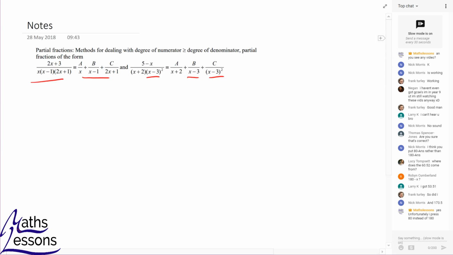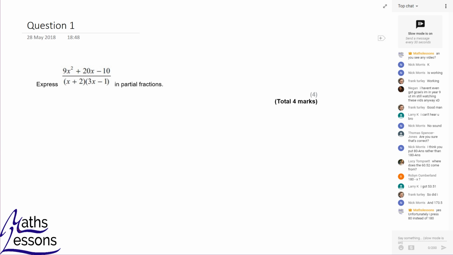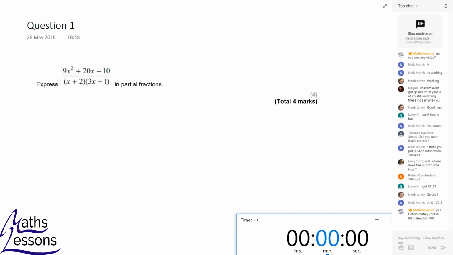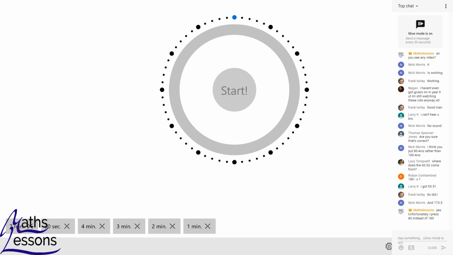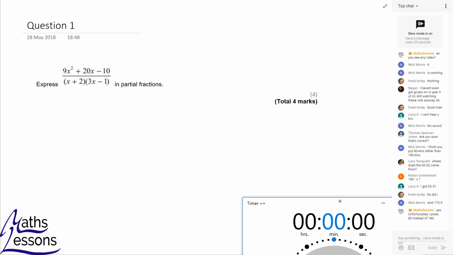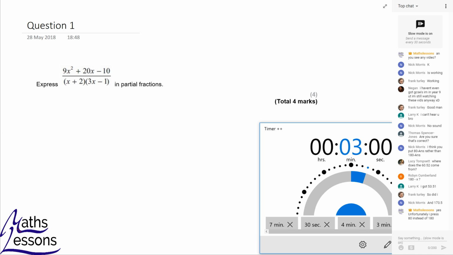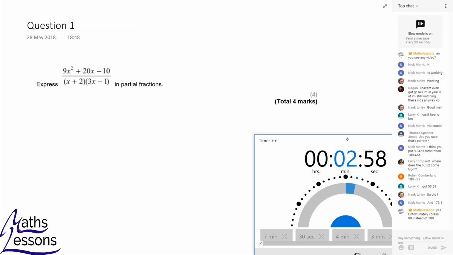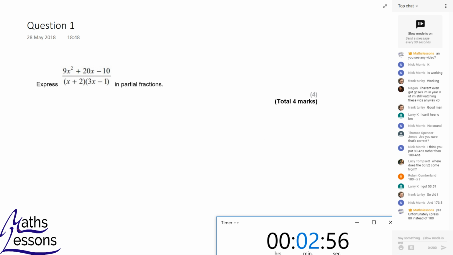Anyway, we'll just quickly test you on that. We'll give you 3 minutes to have a go at this one, and then we'll do another standard one, 3 minutes, and then we'll have an application of a partial fraction in a real problem after that. These are all past exam questions. These two are obviously the easier ones, but question 3 will be a little bit more interesting.